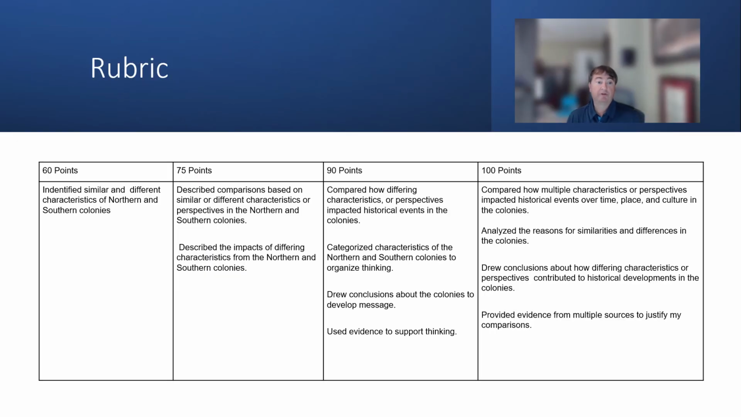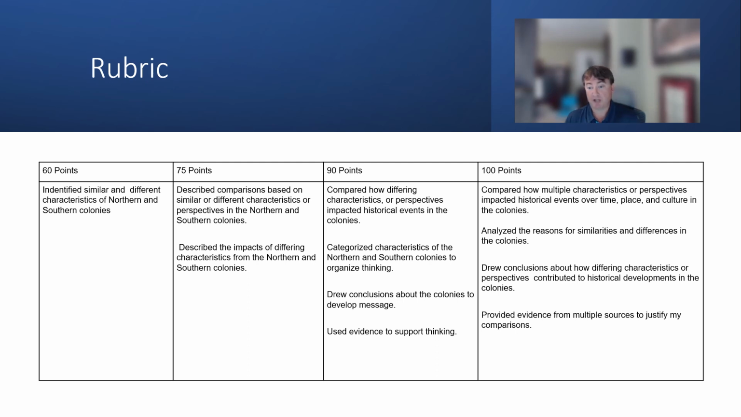Speaking of rubrics, let's talk about this specific rubric. So when you look at how you're going to get 100 points, you can see there what you have to do to go from a 60 to 100. To get a 60, the basic stuff you have to do is identify similar and different characteristics in each region of colonial America. So you're going to give me specific similarities and differences about the northern region of colonial America and the southern region of colonial America. But if that's all you do, then 60 will be what you get on the assignment.